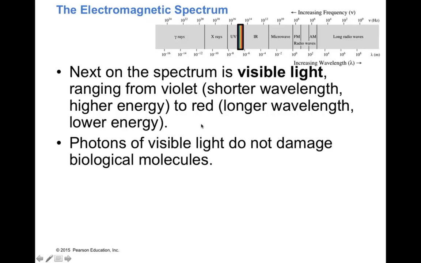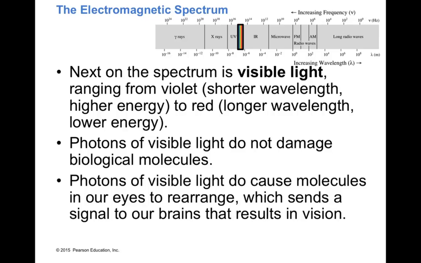The photons of visible light do not damage biological molecules. Photons of visible light do cause molecules in our eyes to rearrange, which sends a signal to our brains that results in vision.